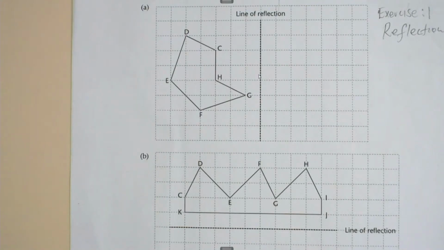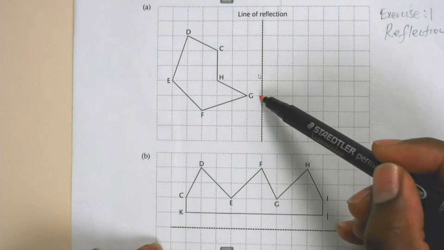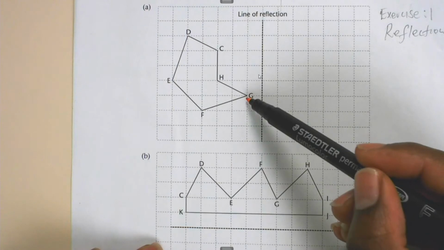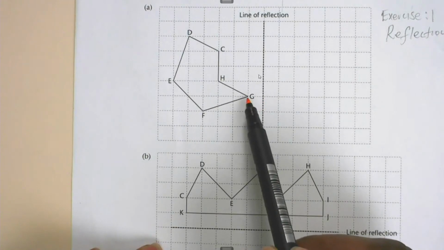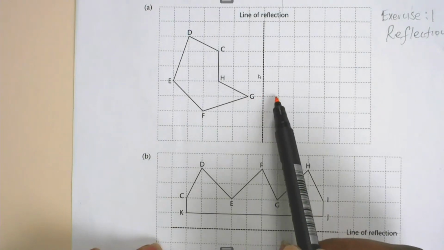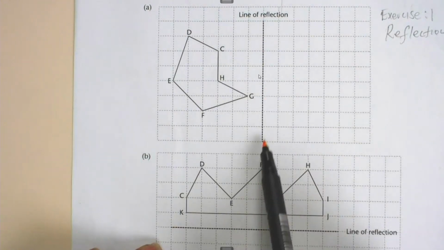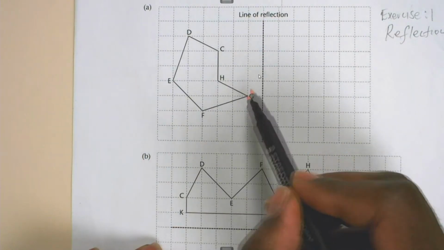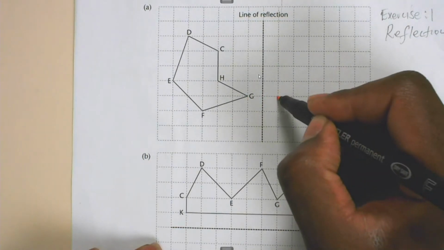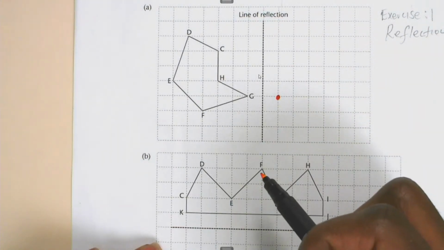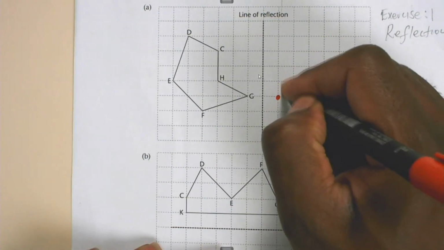Now, for each point, we're going to count how far away it is from the line of reflection. For example, let us start with point G. Point G is 1 unit from the line of reflection. So when we reflect, point G has to come to this side, but it must be the same distance from the line on this other side. It is 1 point from the line of reflection, so our point G will be 1 point on the other side, which means it will be here. Here it will be our G prime.